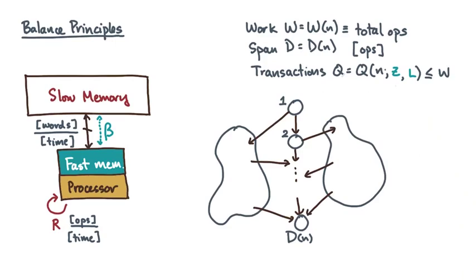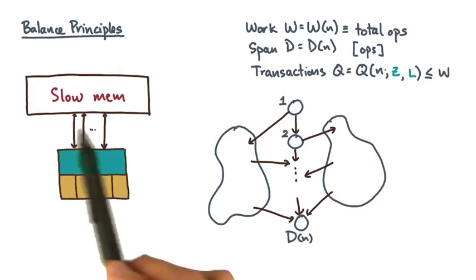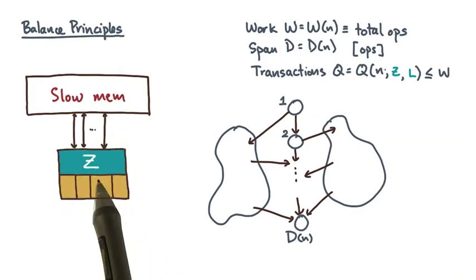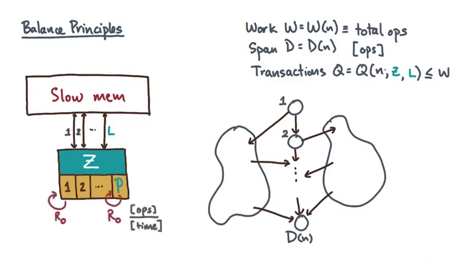Let's also modify our machine cartoon a little bit as well. As before, there will be a large slow memory as well as a small finite capacity fast memory of size Z words. When data moves between slow and fast memory, it does so in transactions of size L consecutive words. In addition, let's let the processor have P processing cores. Let's assume each core can execute some number of operations per unit time. We'll call that rate R0.